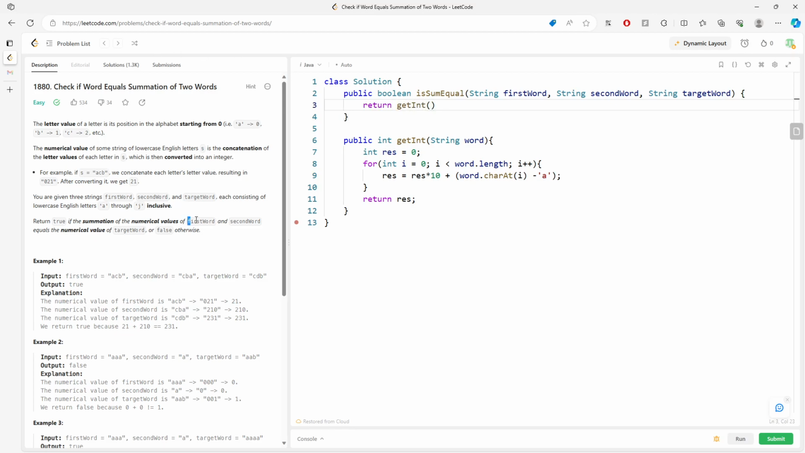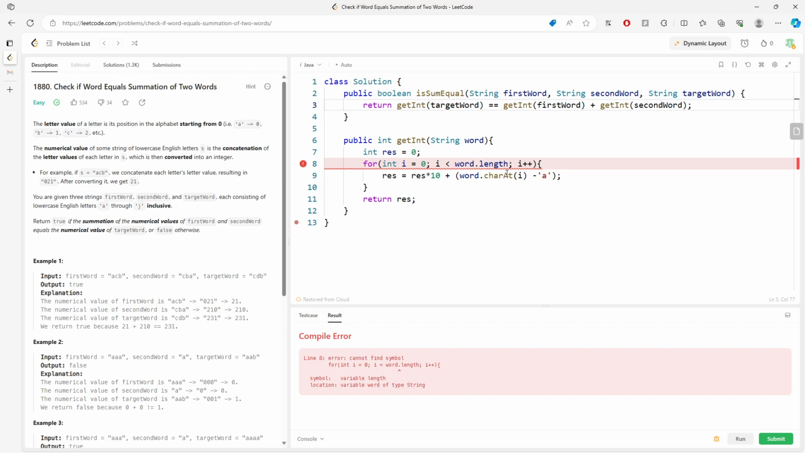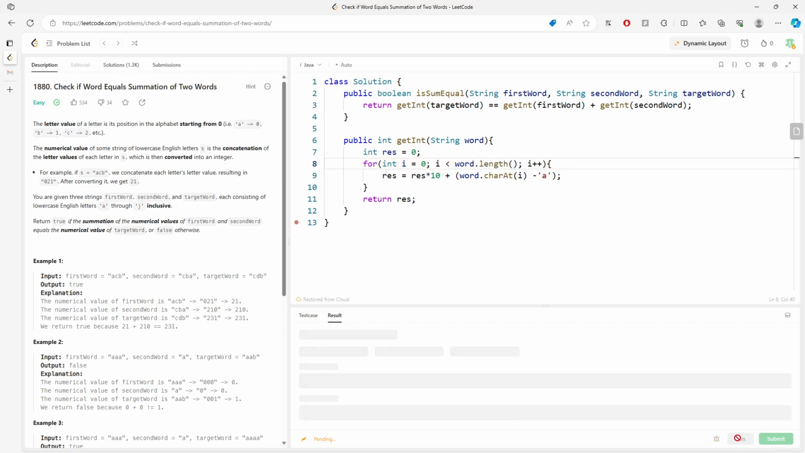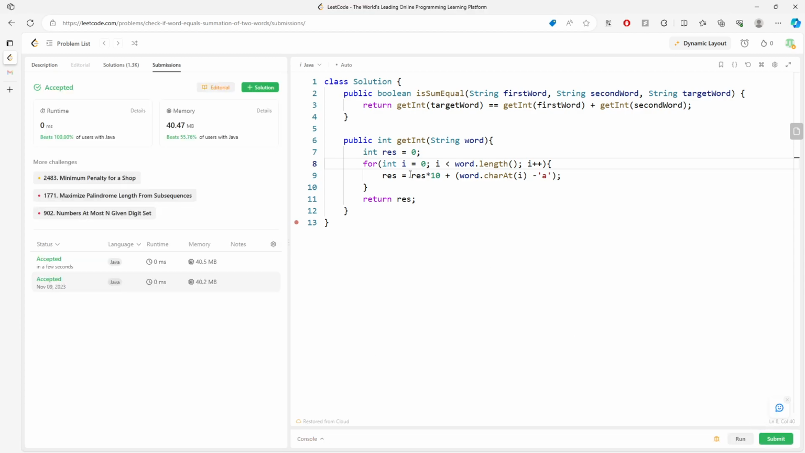You want to check whether the first word and the second word sum to the target. So it's going to be return getInt target equals getInt first word plus getInt second word. Forget the parentheses right here, and submit. Okay, so there's only time complexity to consider, the space is constant.